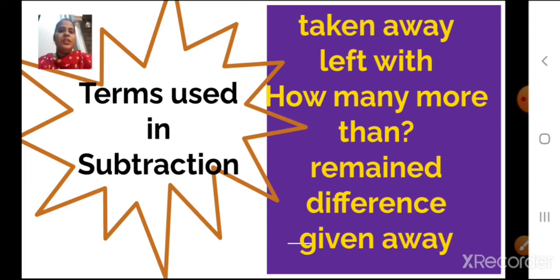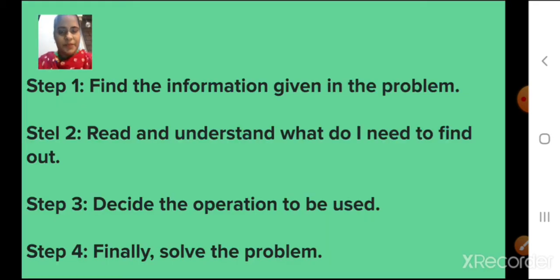Now, children, how to solve a word problem? Here you can see a few steps. Step 1 is to find the information given in the problem. You have to read the question carefully. Then whatever information is there, you have to gather it, and we have to use our imagination. It's a word problem, so you think about what is given, the flow of whatever is given in the question. Then read and understand what I need to find out. They will ask you to find out something, so we have to understand what we need to find out.